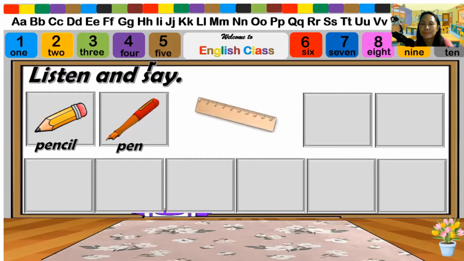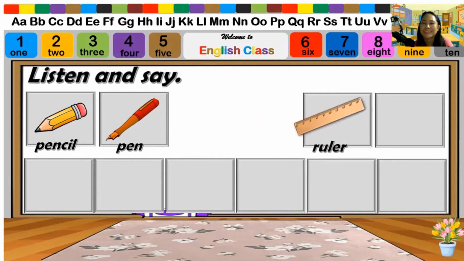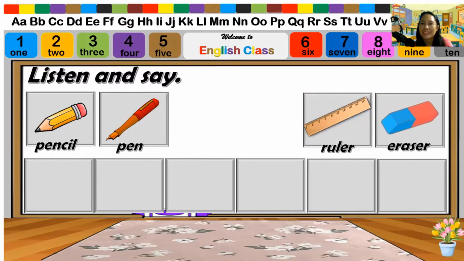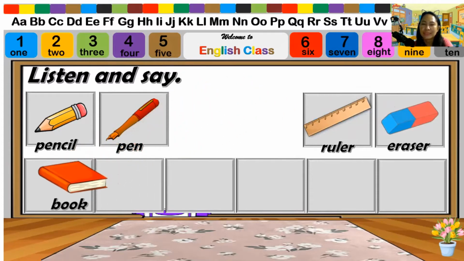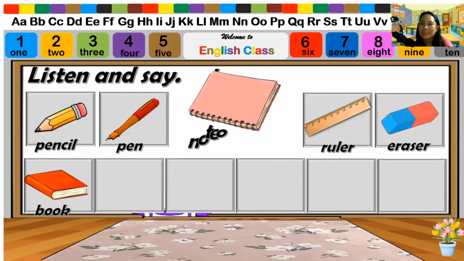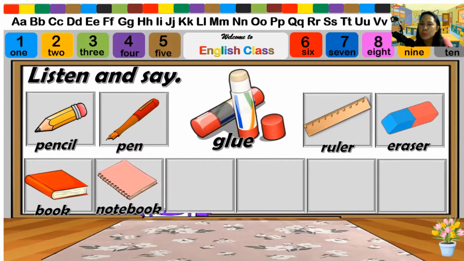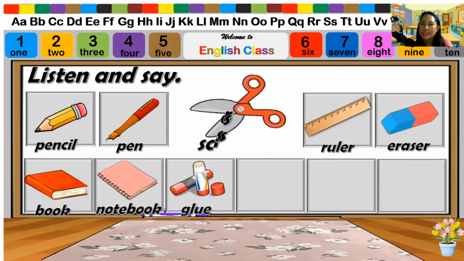Wow. It's a ruler. It's an eraser. And we have, it's a book. It's a notebook. It's a glue. Okay. They are scissors.